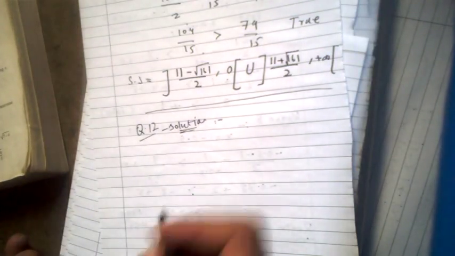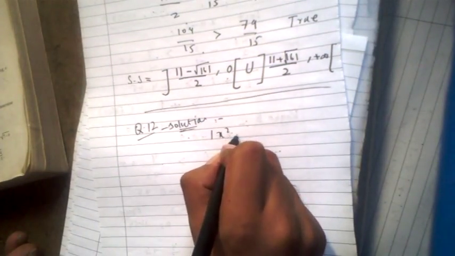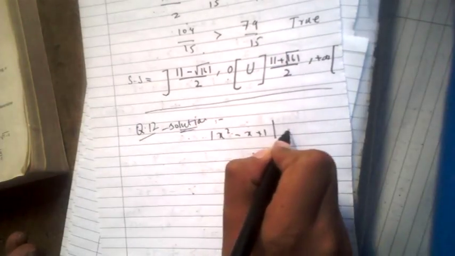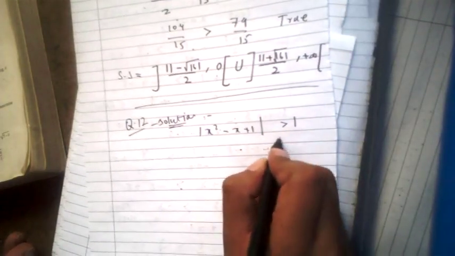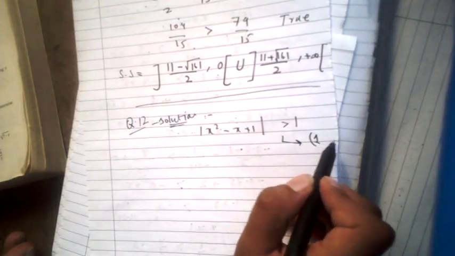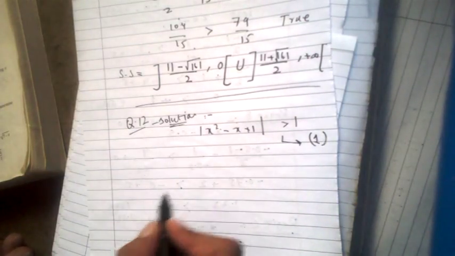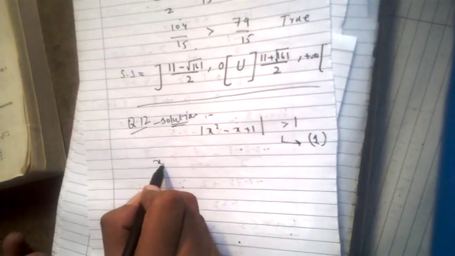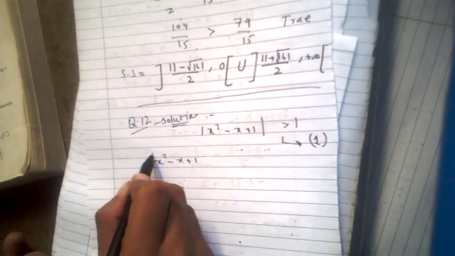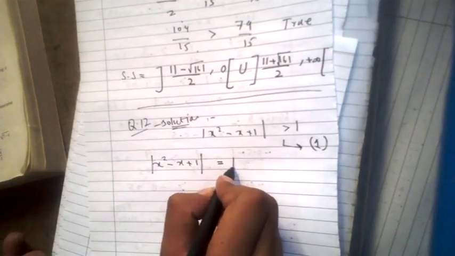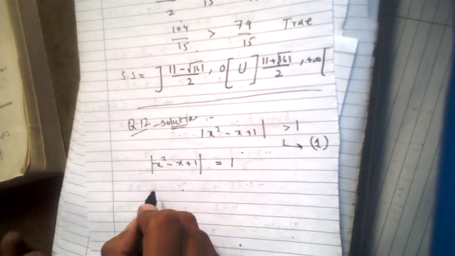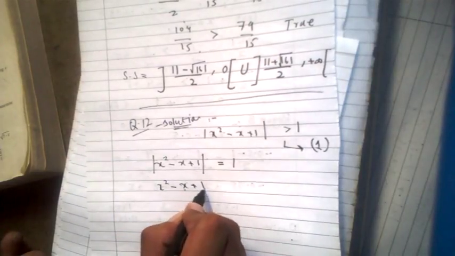Question number 12. Absolute value of x square minus x plus 1 is greater than 1. Name it as inequality number 1. The associated equation is absolute value of x square minus x plus 1 is equal to 1, and this is equivalent to x square minus x plus 1 is equal to plus minus 1.